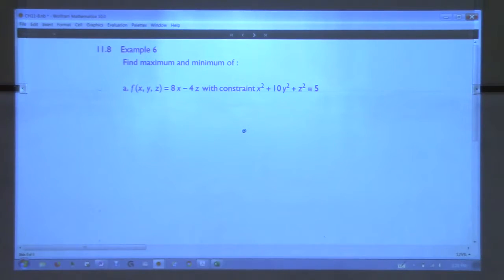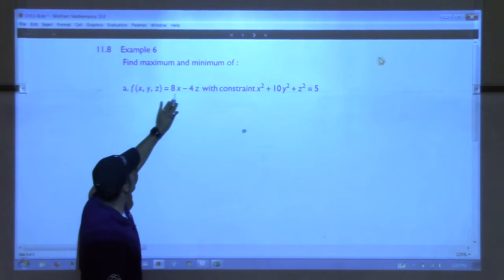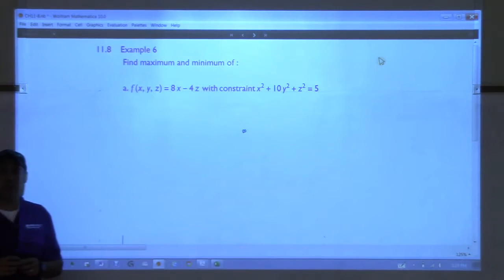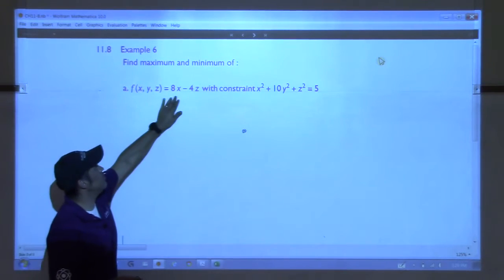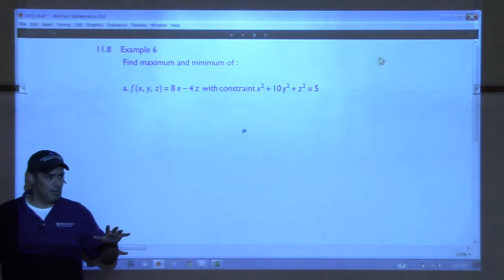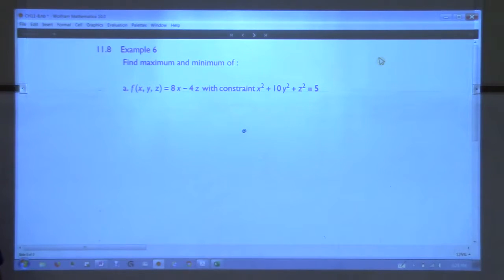We have this. This is a function of three variables. Even though we don't have a y in here, it's still a function of three variables. Do we all understand that this function of three variables cannot be visualized? It's not a surface anymore. It's something else.